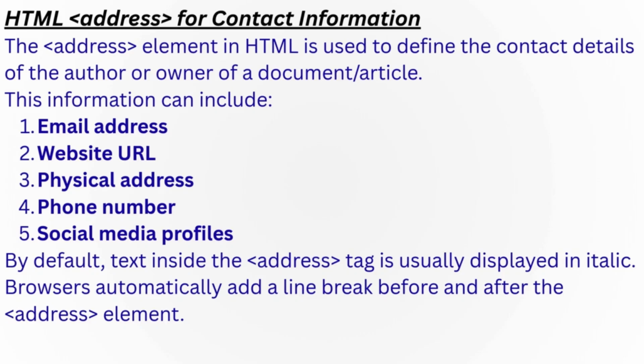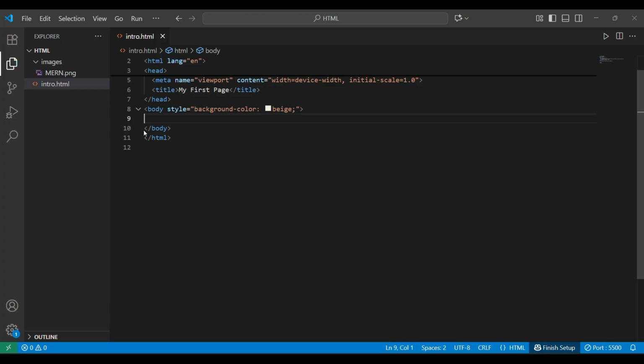The address element in HTML is used to define the contact details of the author or owner of a document or article. This information usually includes email address, website URL, physical address, phone number, and social media profiles. By default, the text inside the address tag is usually displayed in italic. Browsers automatically add a line break before and after the address element.